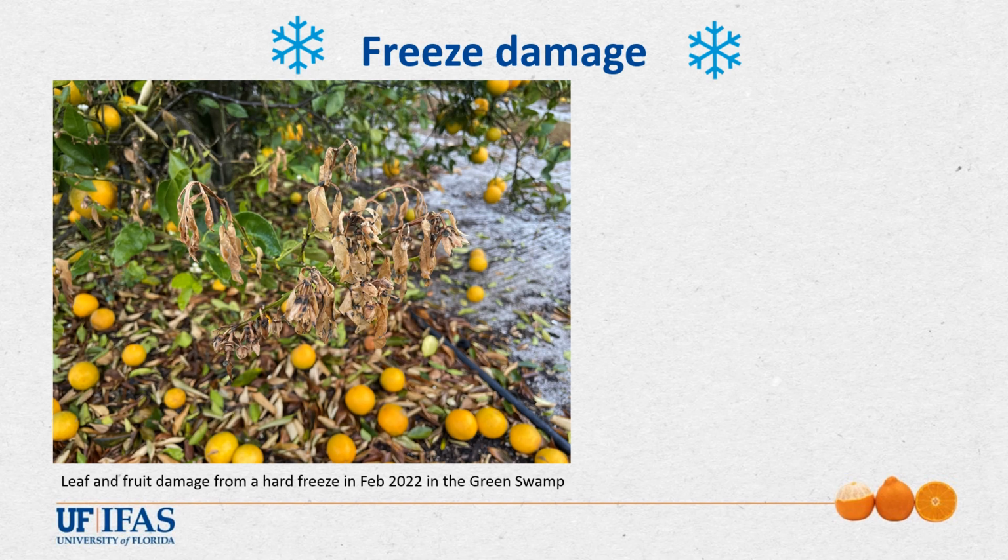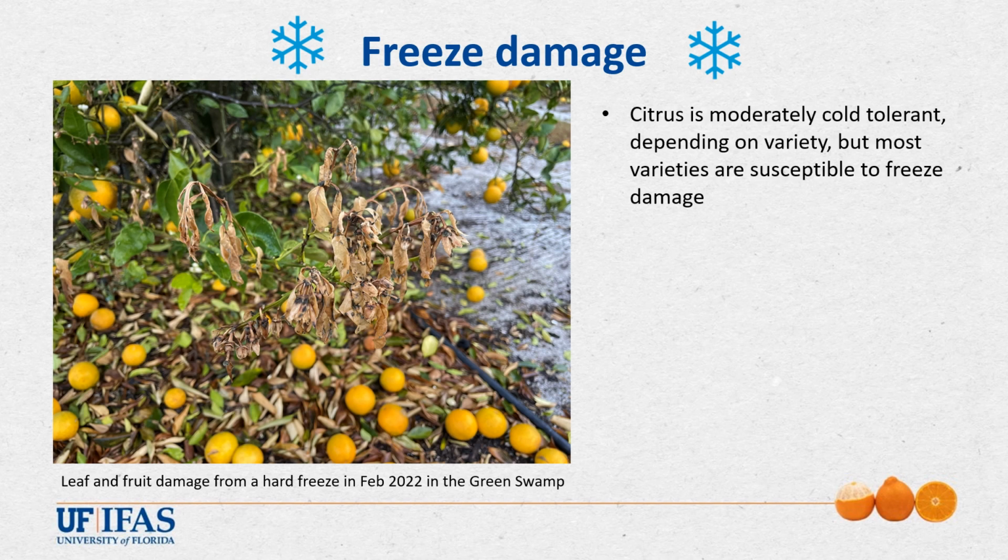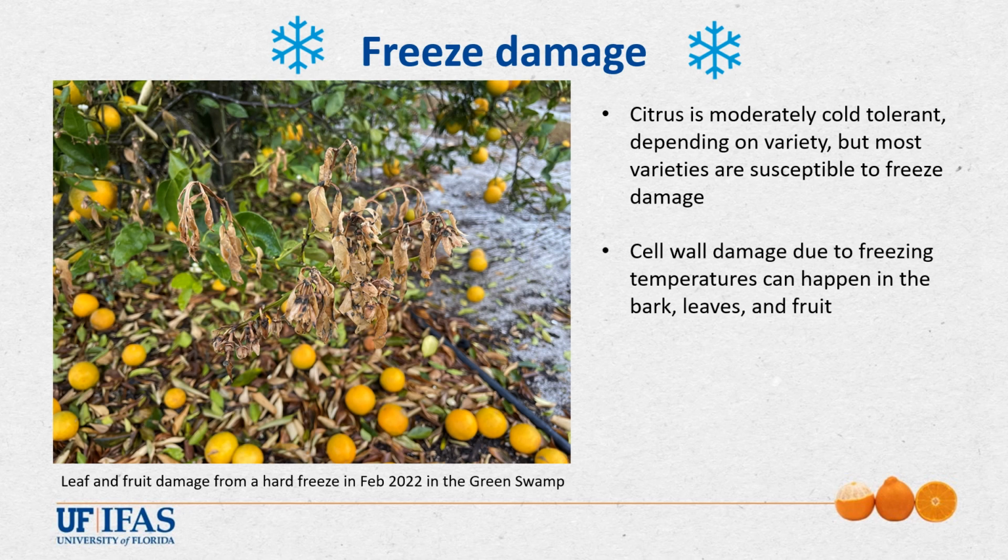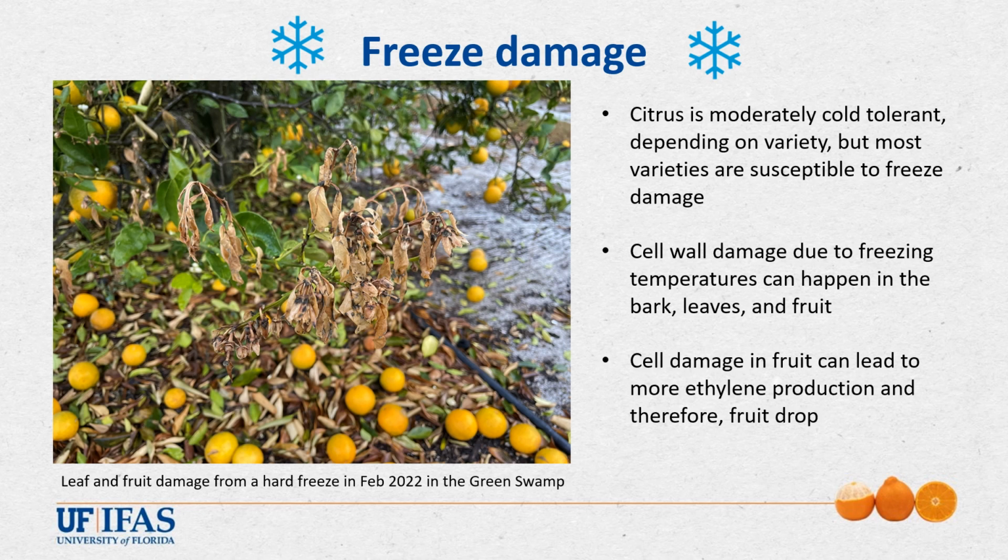Another environmental factor that causes severe fruit drop is freeze damage. While citrus is mildly cold tolerant depending on the variety, most varieties are susceptible to freeze damage. Freezing temperatures cause cell wall damage in all parts of the plant above ground. This cell wall damage can lead to increased ethylene production and therefore more fruit drop.